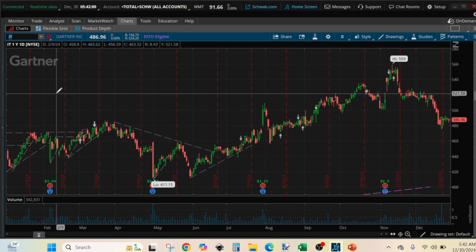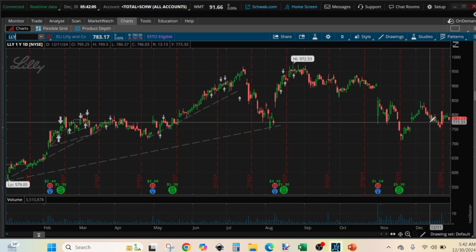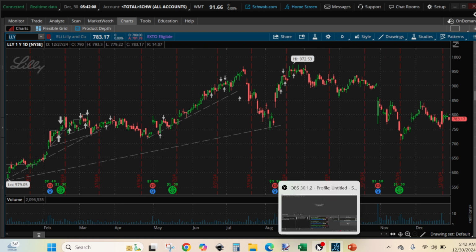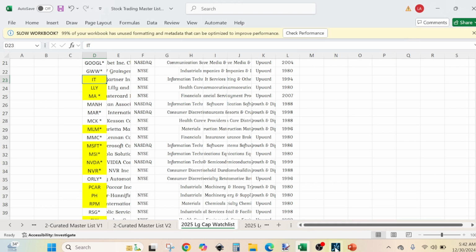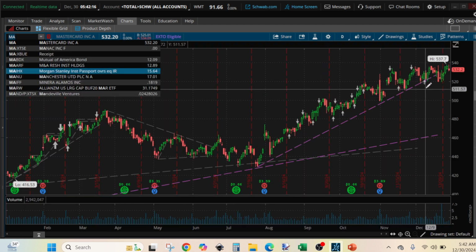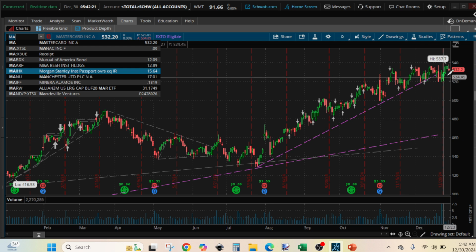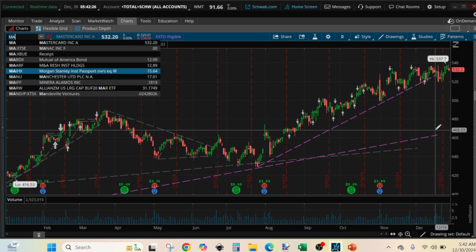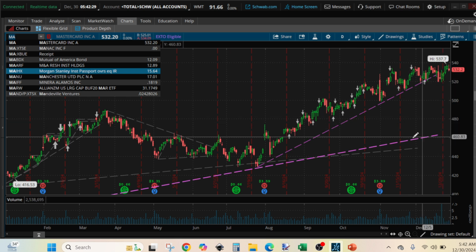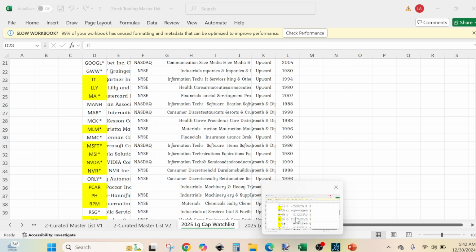LLY. We bought it there and it's down somewhere here. MA. We bought it somewhere here. But I don't know, we might be prepared to get out of it though, because I feel like they are pretty much ending those short trend lines, going back to the longer one.